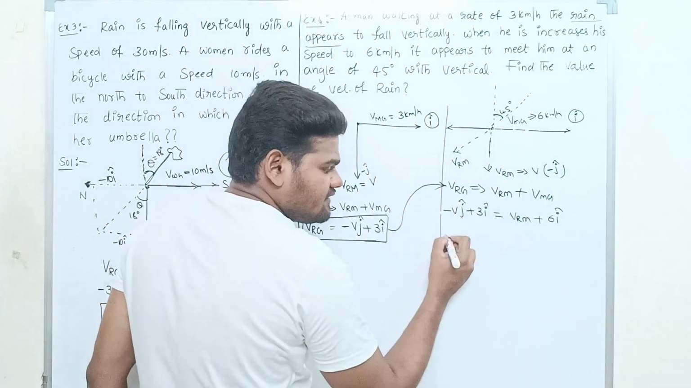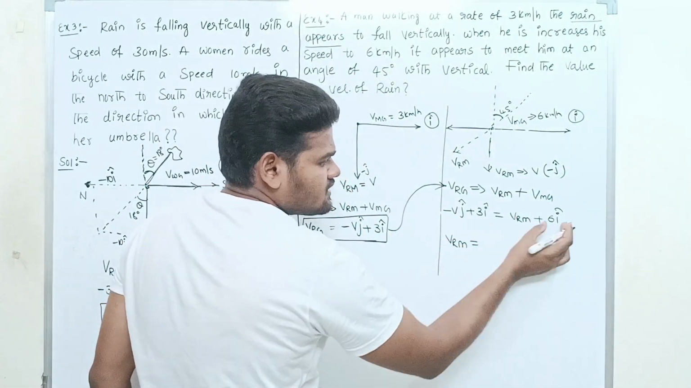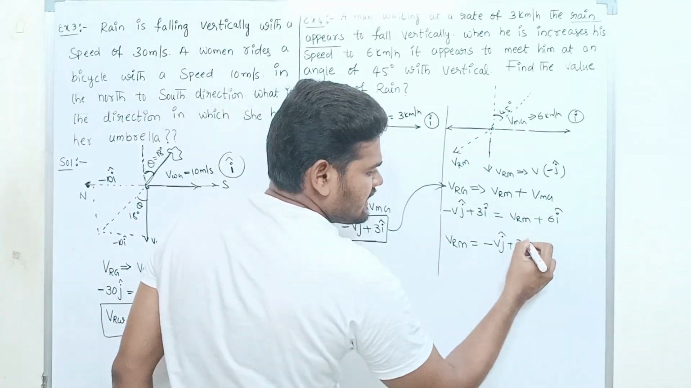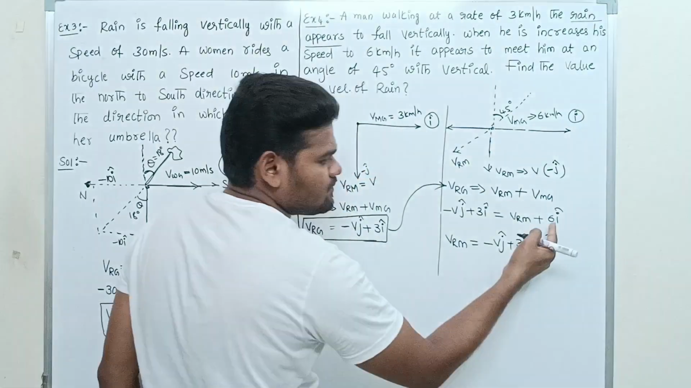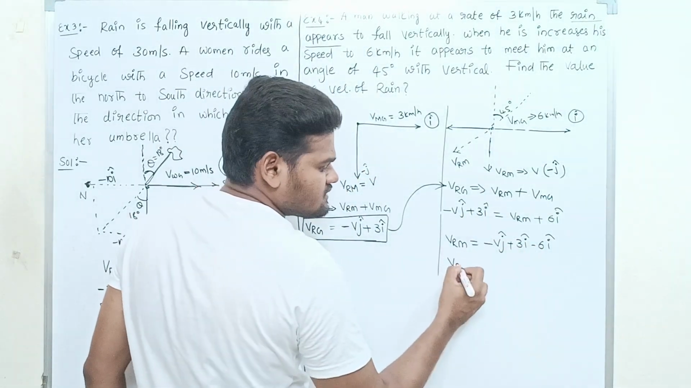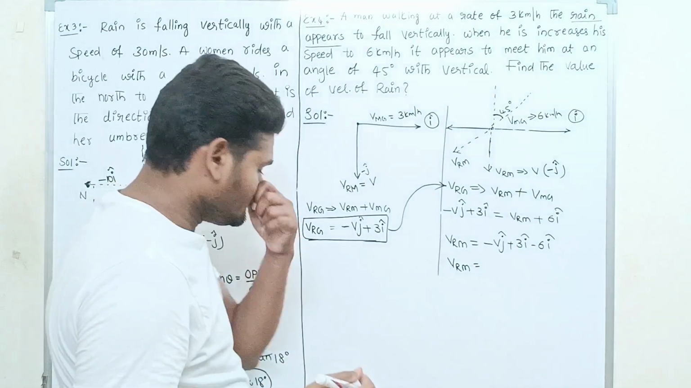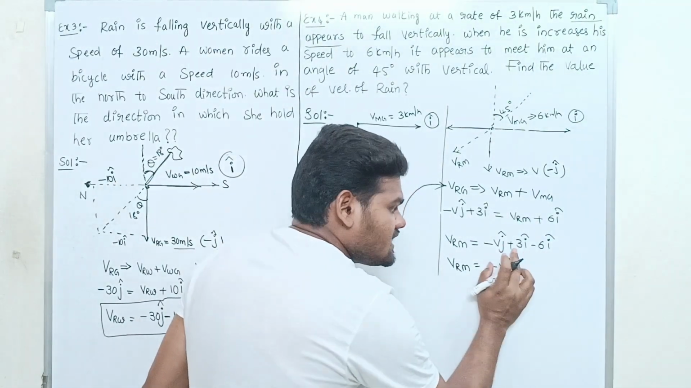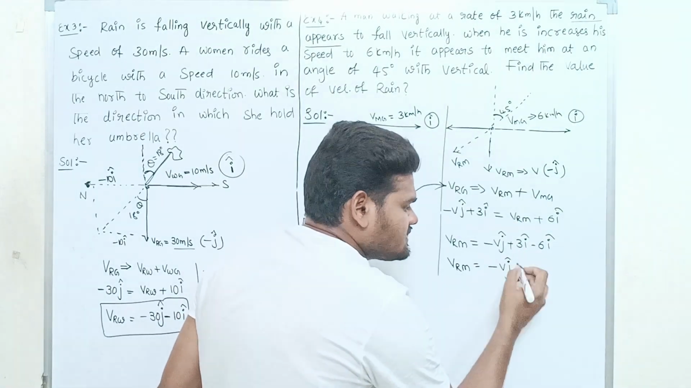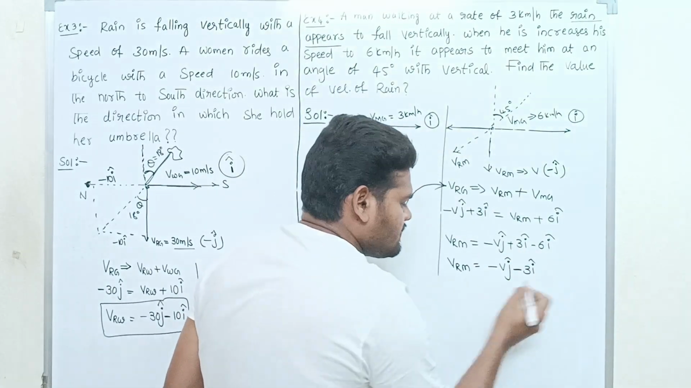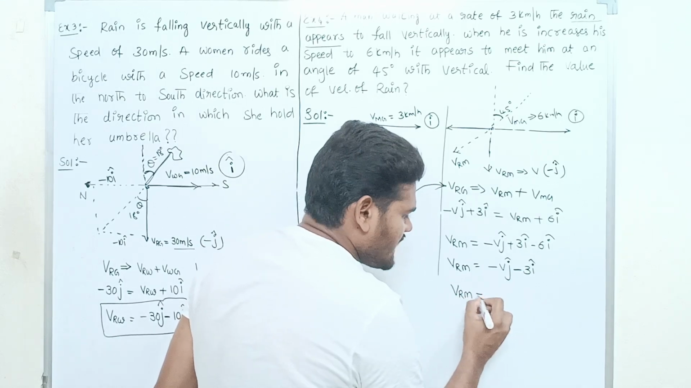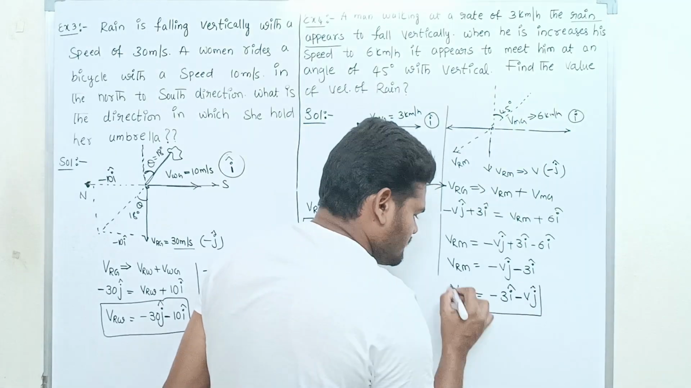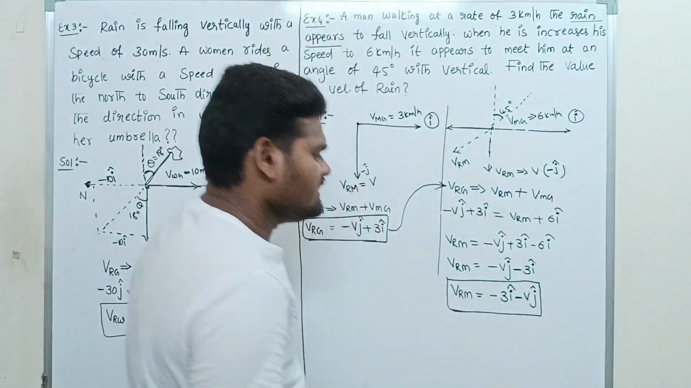Right. So velocity of rain with respect to man is obtained by bringing this 6 i cap to this side. It becomes minus v j cap plus 3 i cap minus 6 i cap. The plus term went to this side, so it becomes minus. Here minus 6 i cap and plus 3 i cap give minus 3 i cap. Overall, velocity of rain with respect to man equals minus 3 i cap minus v j cap.